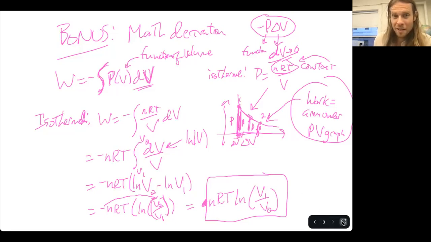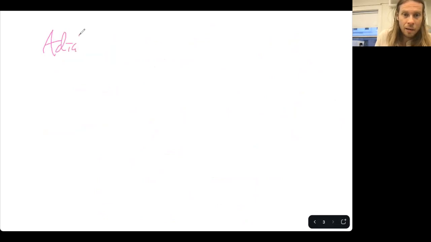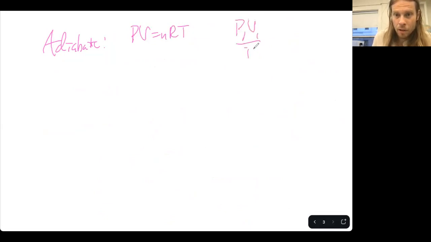Kind of cool, right? Now let's do adiabatic. This one's fun. So yes, PV equals nRT, but T isn't constant here. In adiabatic, P1 V1 over T1 equals P2 V2 over T2 because they're all changing.